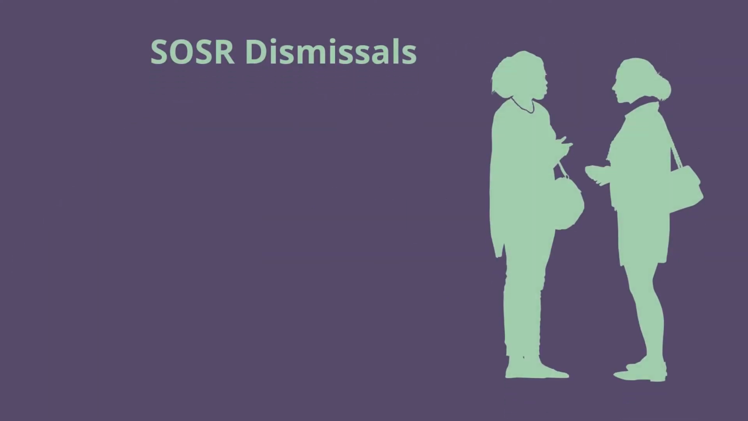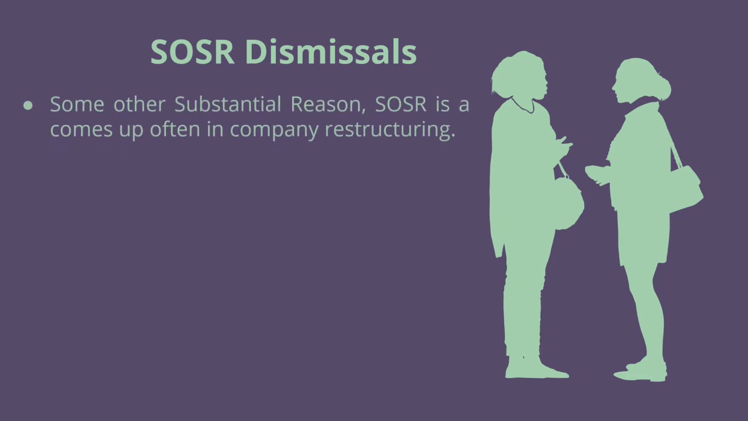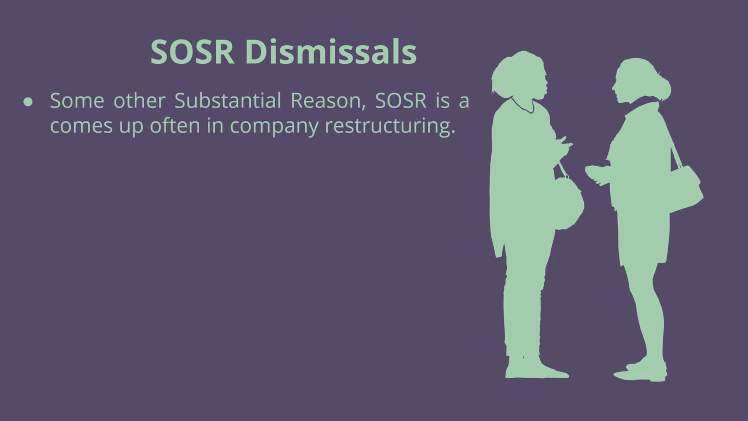Some other substantial reason, or SOSR dismissals, can come up in theory at any time when an employer believes it has a reason to dismiss other than the previous four reasons. Just as a reminder, that is conduct, capability, legality and redundancy. However, it arguably most frequently comes up in company restructuring.